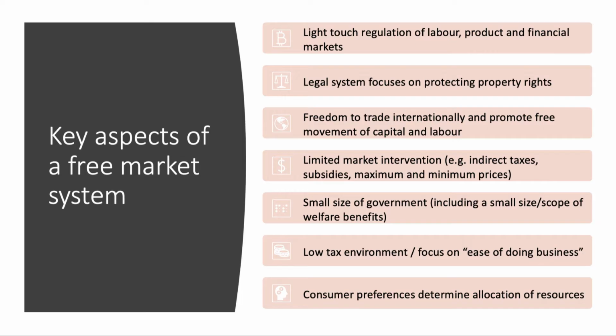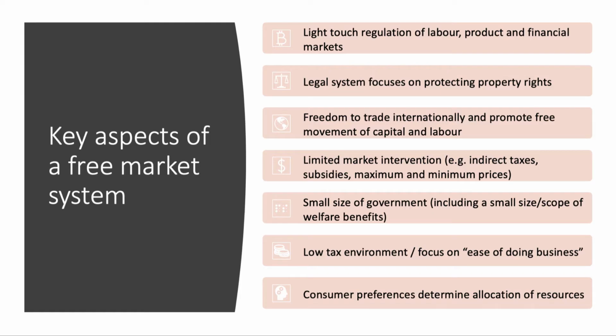But typically in a free market system we have fairly light touch, unobtrusive regulation both of labour markets, product markets, that's goods and services, and also light touch regulation of financial markets. The legal system has a key role in terms of protecting the right to own property and the right to own other factors of production. There is freedom to trade internationally and promote the free movement of capital and labour.